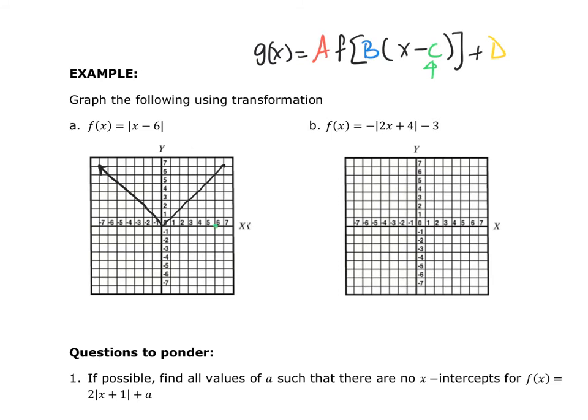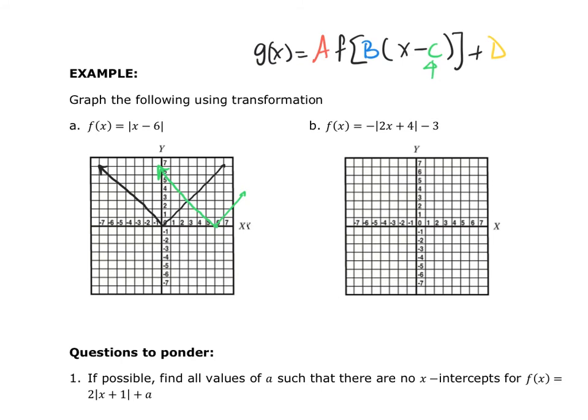So here's where it's going to be where I come out. So the origin, the point (0, 0), gets moved over to the point (6, 0). And then I'm going to come into it with a negative slope. And so there is the new graph. Let's take a look at B.